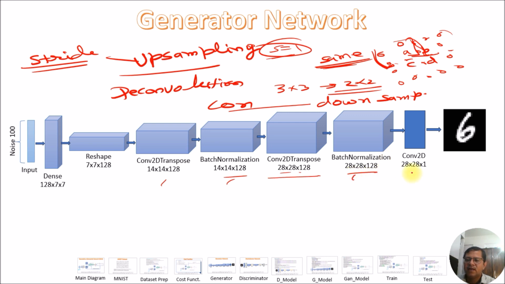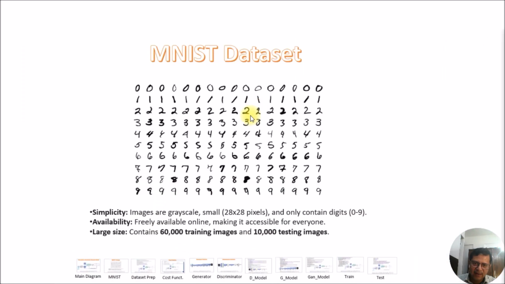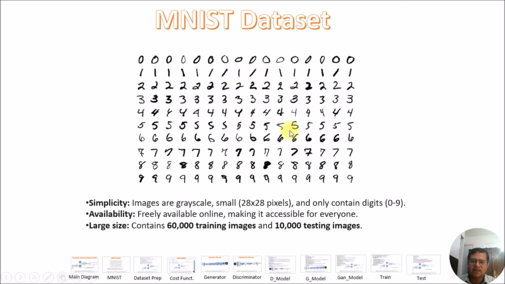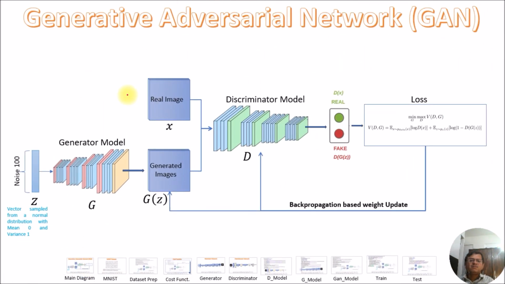Now after that we pass the output to the 2D convolutional layer. It generates an image of size 28 by 28 by 1. This is the same as we have shown in the MNIST dataset, where the size of the image is 28 by 28, and channel equals 1. So now we are able to understand what the generator model is and how it is working.